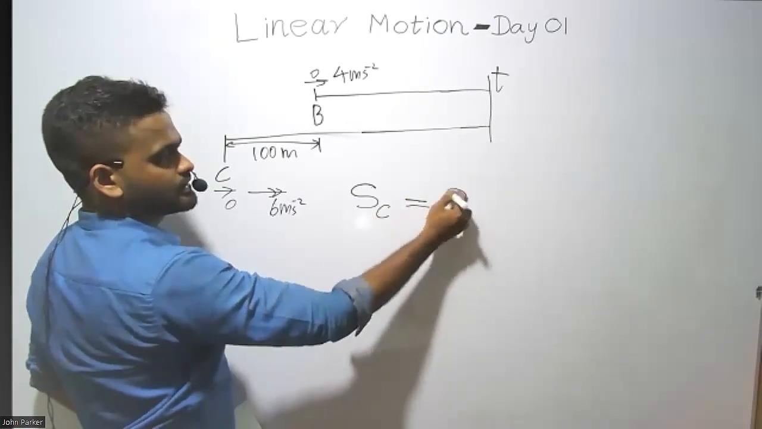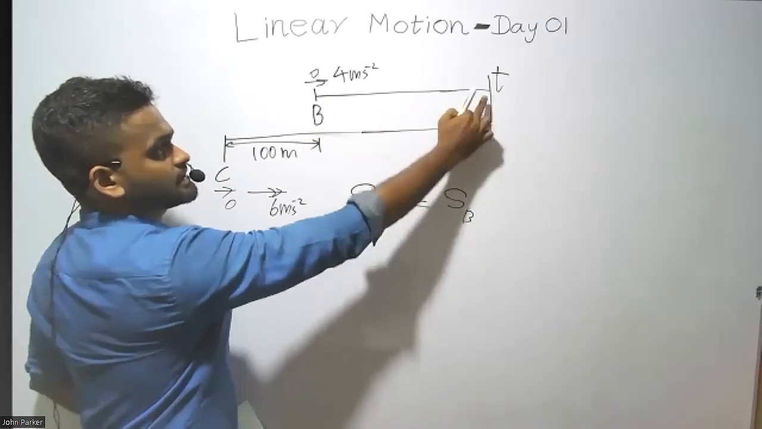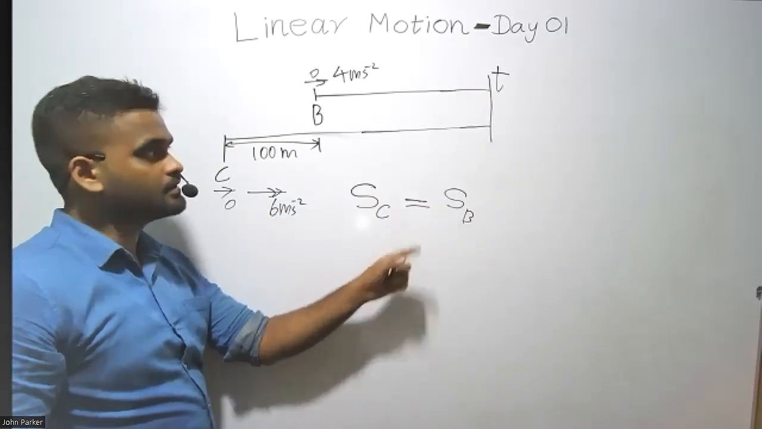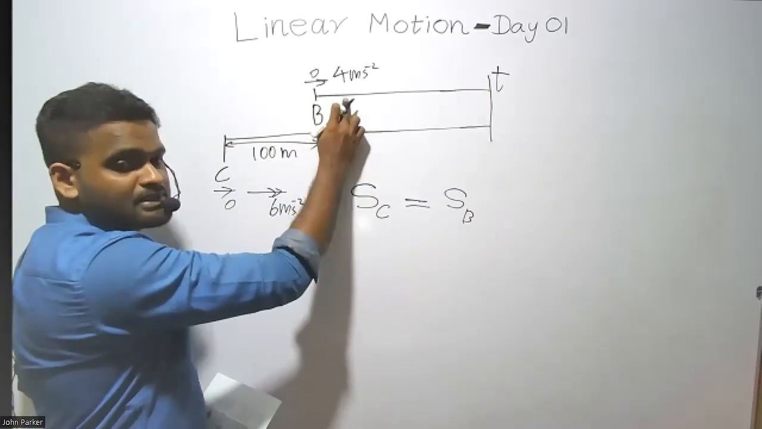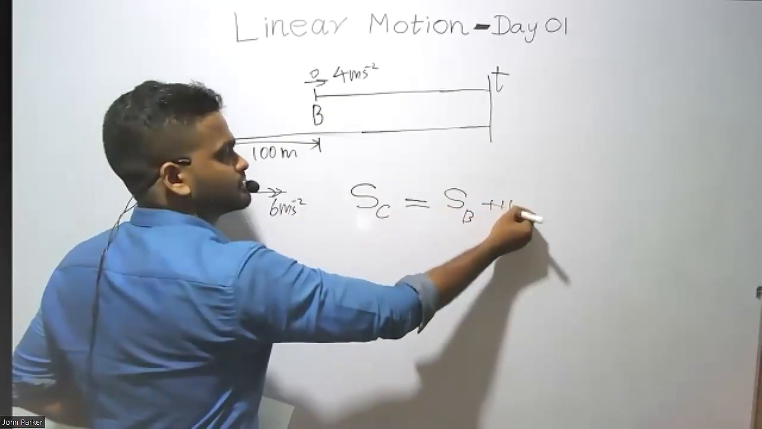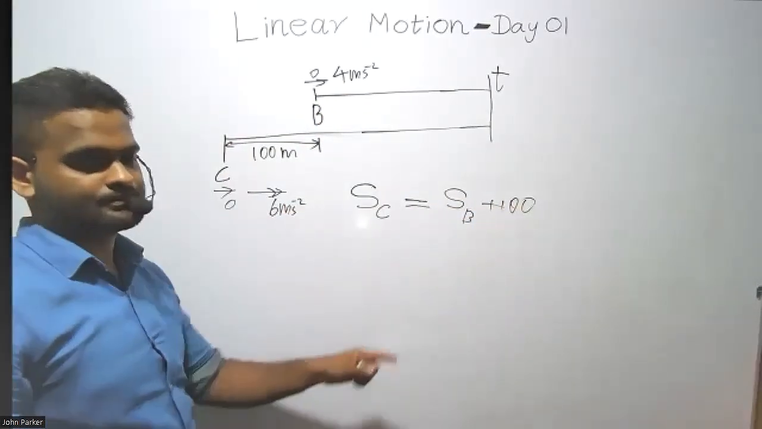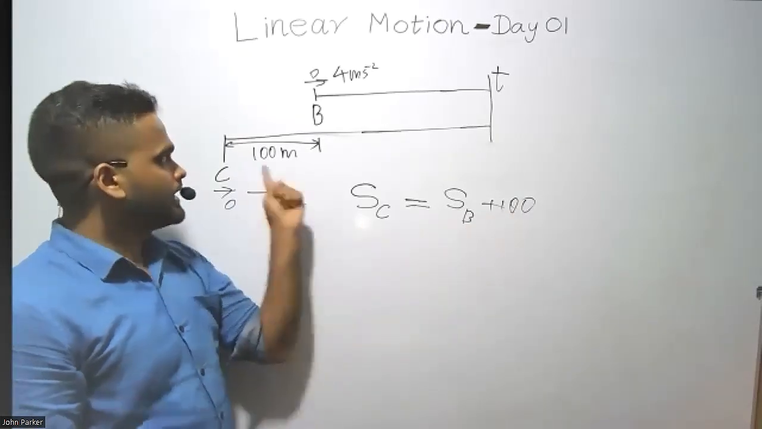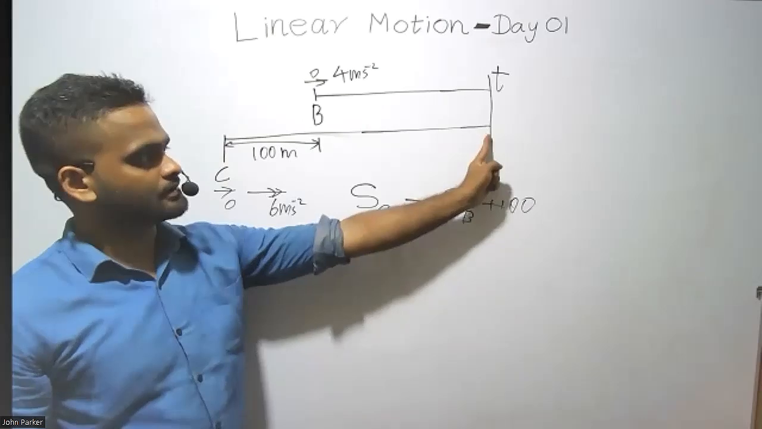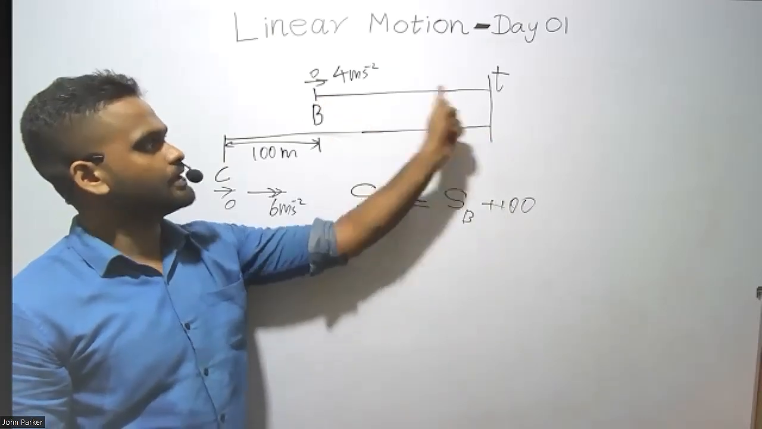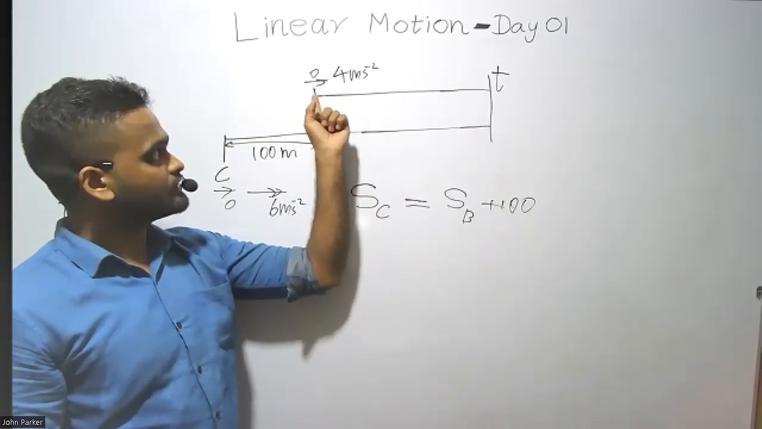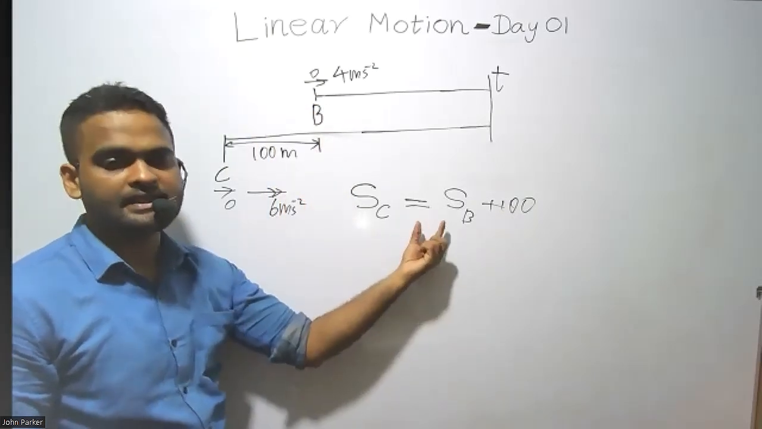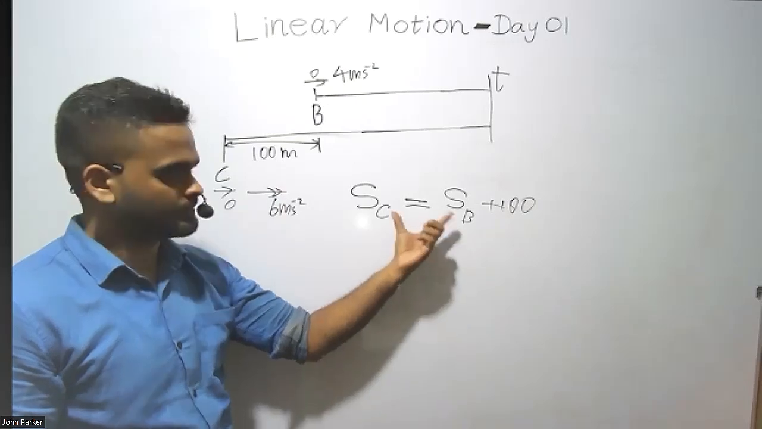It is equal to what? Displacement traveled by bus. How can you make it equal? You have to add 100 meters to the bus. Then you can put an equal sign here. 100 meters. Understood? Car is from here to here. Bus is from here to here. If you add 100 to bus, then both become the same. So we can build the equation, right? So that is this equation.